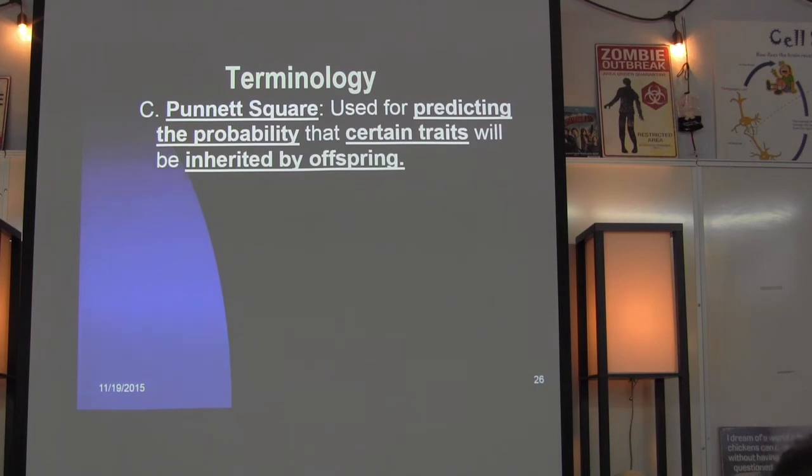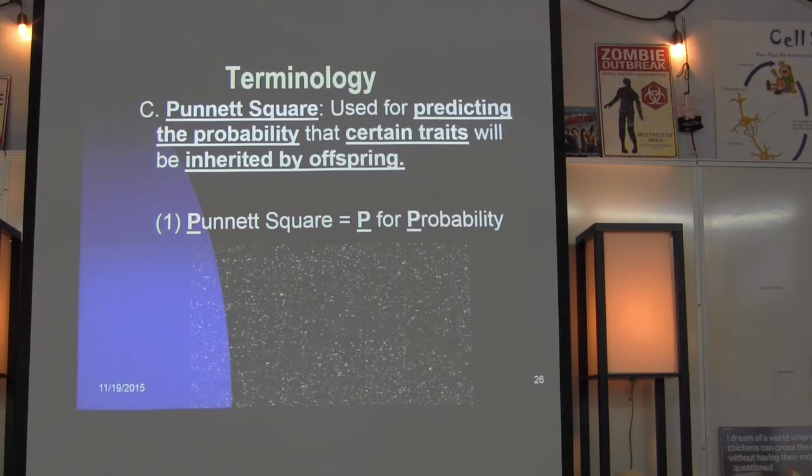There are 2 Punnett squares that I would like you to draw into your notes, so that you'll understand when you look at the handout that I have in front of you, and you'll be able to do any word problem that you see. So the P for Punnett square is the P for probability.